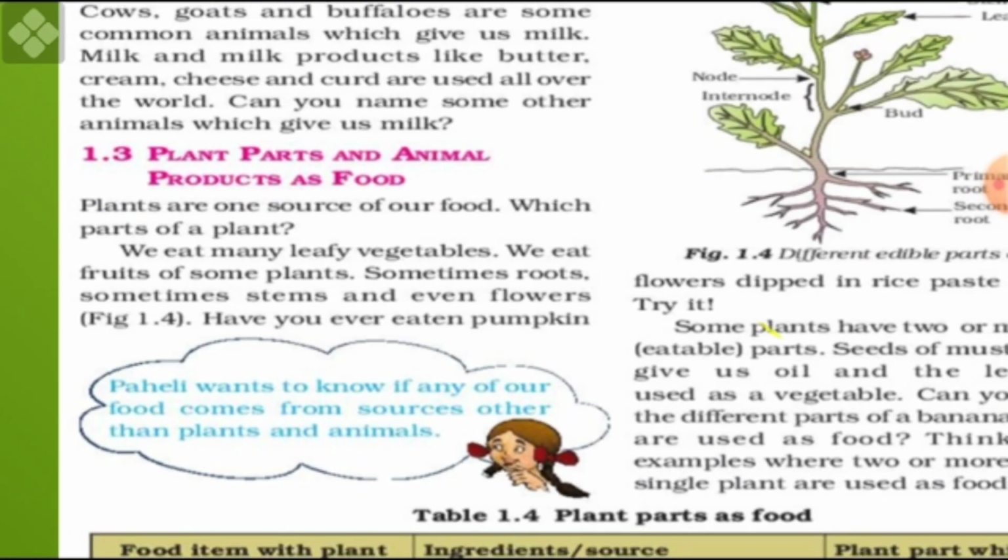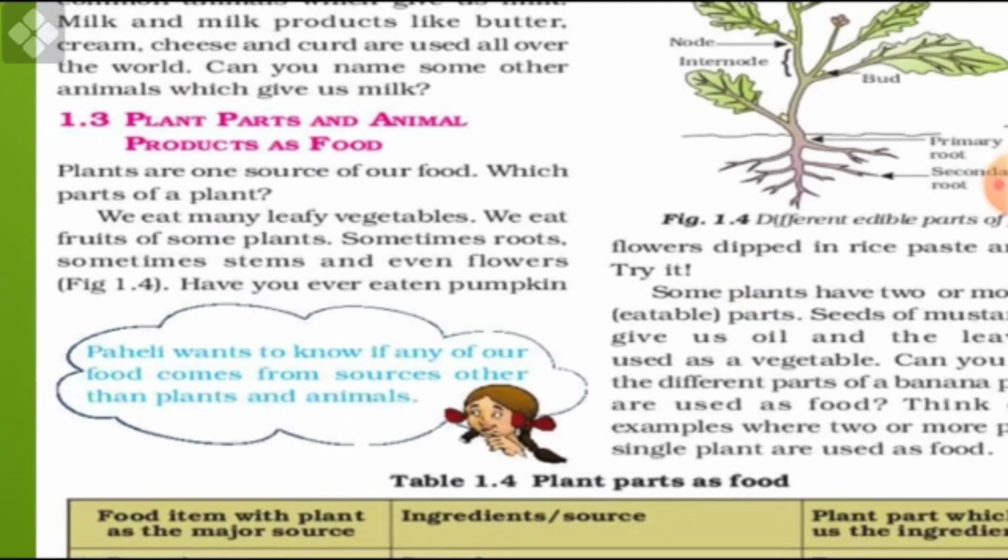So plants are one of the sources of our food. Which parts of a plant can we actually eat? We can eat the leaves, such as the leafy vegetable spinach. We eat fruits of some of the plants. Sometimes we take in roots, sometimes we eat the stem, and even the flowers.